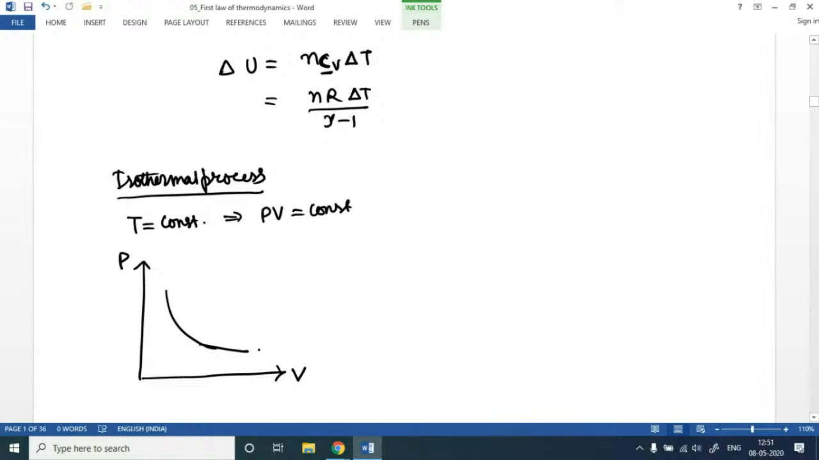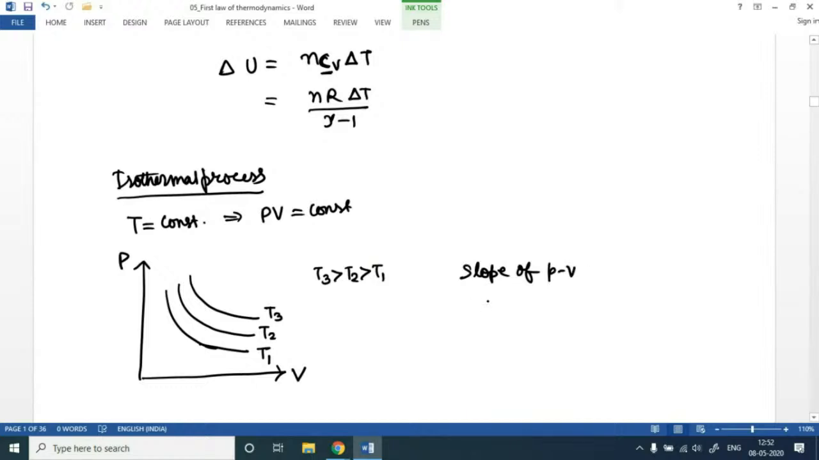So this is, let's say, some temperature T1, and at some other temperature T2, this would be something like this, and for another temperature something like this. So you should realize that T3 is greater than T2 is greater than T1, and all these curves are known as isothermal curves, which are drawn at different temperatures. Also you should notice the slope of the PV curve for an isothermal process.